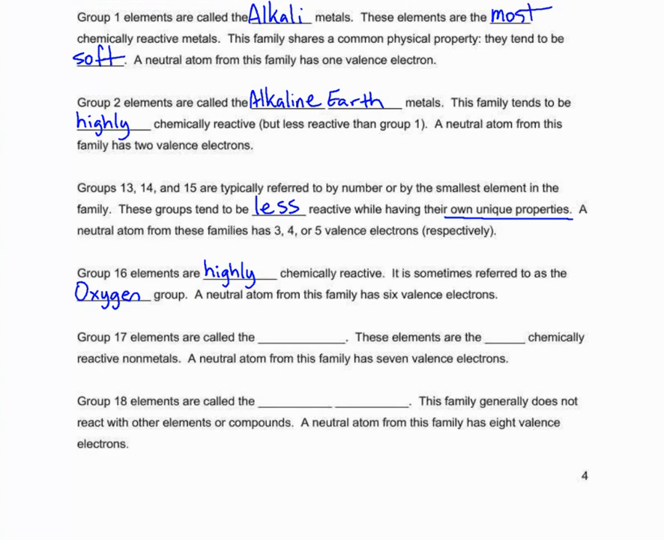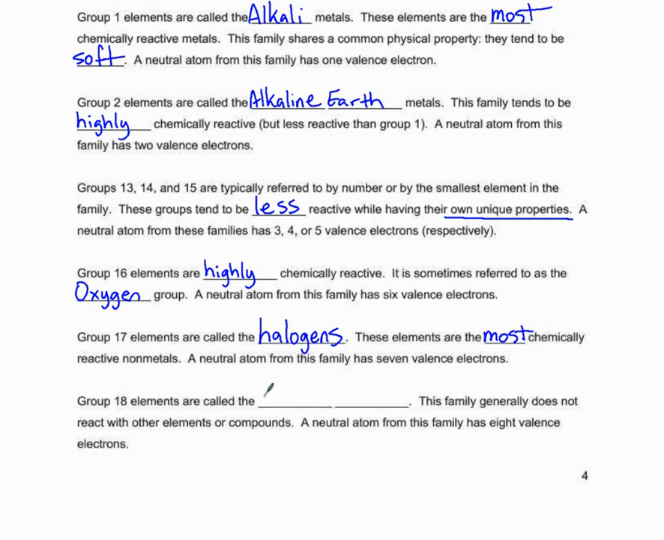Group 17 elements are called halogens. This is an important group. These elements are the most chemically reactive nonmetals. A neutral atom from this family has 7 valence electrons. Then we have group 18. Group 18 elements are called the noble gases.